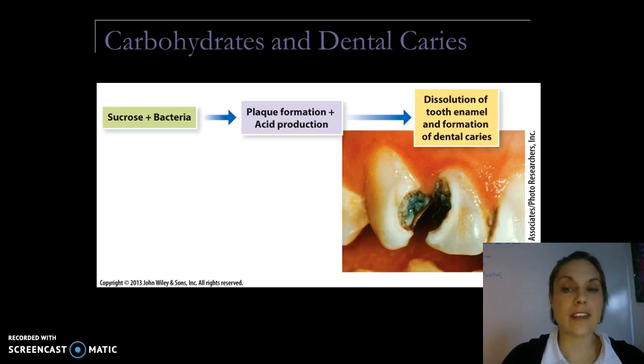The one way that carbohydrates have really been found to impact health negatively is through sugar. So we can only say that diets high in added sugar that contribute to high energy density and overconsumption of calories could be correlated to type 2 diabetes. On the other hand, we can say if you eat too much sugar and have bacteria in your mouth, plaque formation and acid production can lead to the dissolution of tooth enamel and formation of dental caries, which we tend to refer to as cavities.